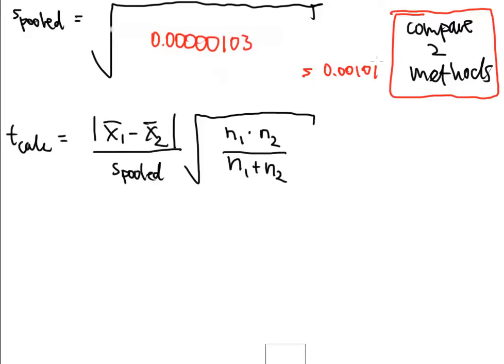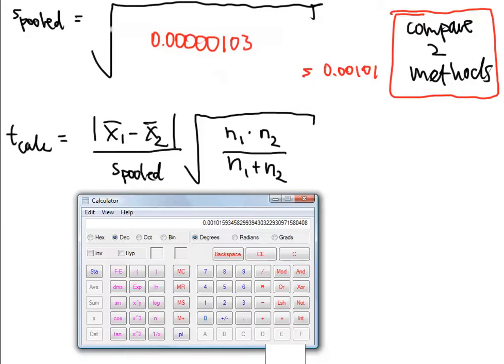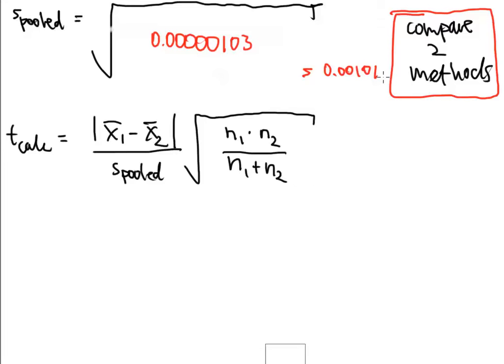Now, you can keep more numbers if you want to. It doesn't really matter at this point. 0.001015 or 2, whatever you want to use, it doesn't really matter. 0.00101 is what I'll keep. I can write the 5 here really little if I want to. That way I can remember what was there. But there is my S-pooled number.